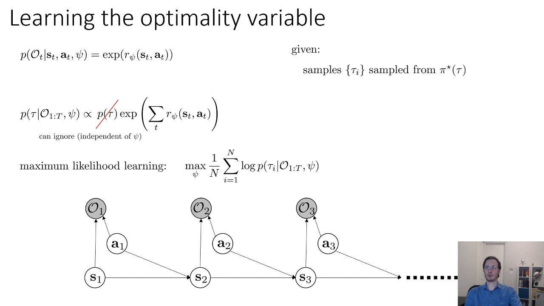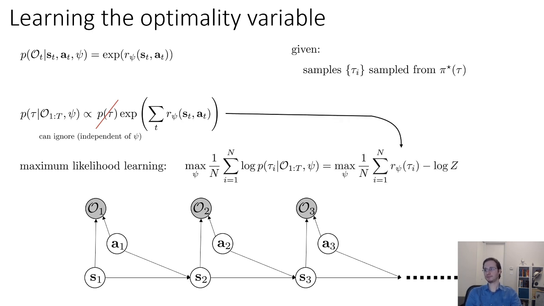Now, when we're doing this, it turns out that we can actually ignore the p of tau term because it's independent of psi. So the main challenge in performing this maximum likelihood optimization is really the exponentiated reward component. So if we plug in this expression for the log probability of the trajectory, we get the following very intuitive expression. We want to maximize with respect to psi the average over all of our trajectories of the reward of that trajectory, meaning the sum of rewards along tau_i, minus the log normalizer.